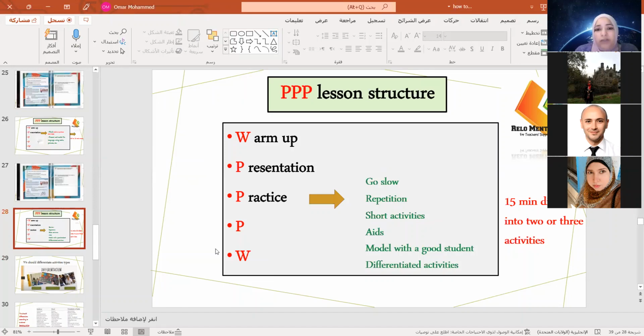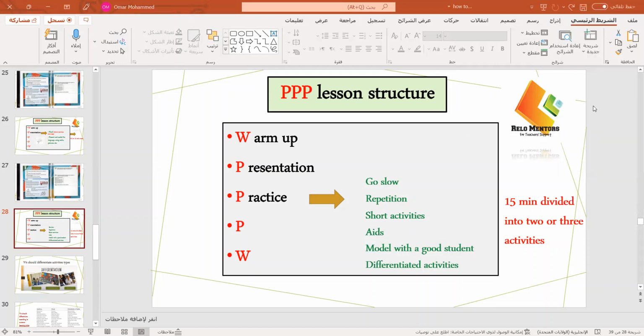Then we are going to go through the practice. And for the practice, Mrs. Manel is going to talk about the practice part. For the practice stage, it should go slow because they need time to practice, to know, to understand. And for this stage, we have repetition. If we are explaining structures or vocabulary, they should be repeated many times in order to be understood and obtained correctly.